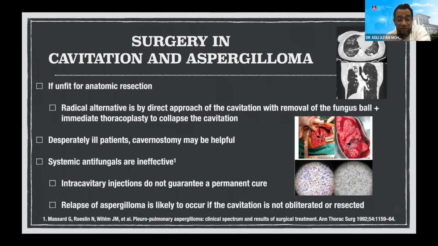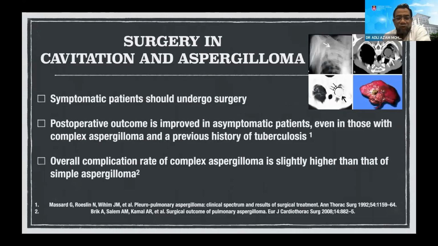Systemic antifungals are not enough, because we know that intracavitary injection does not guarantee a permanent cure. A relapse of aspergilloma is likely to occur if the cavitation is not obliterated or resected. Symptomatic patients should undergo surgery. In patients with cavitation and aspergilloma, postoperative outcome is improved in asymptomatic patients, even in those with complex aspergilloma and a previous history of tuberculosis.